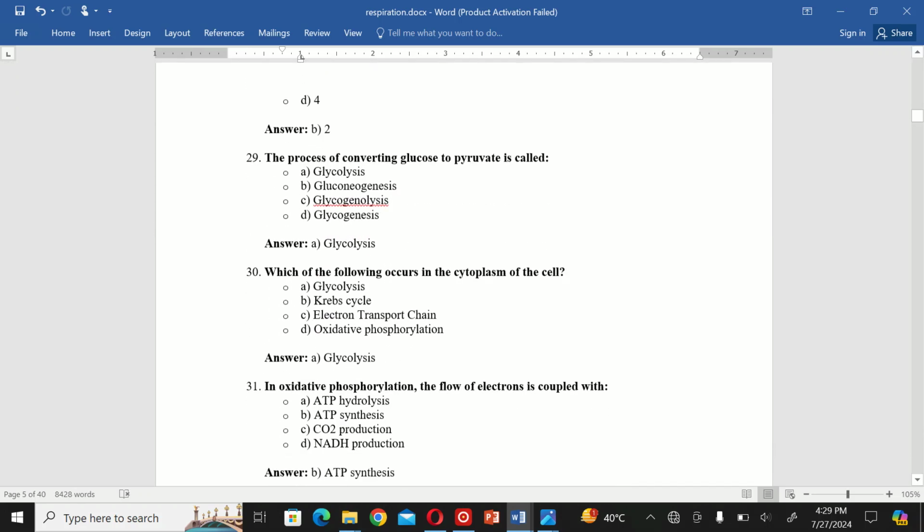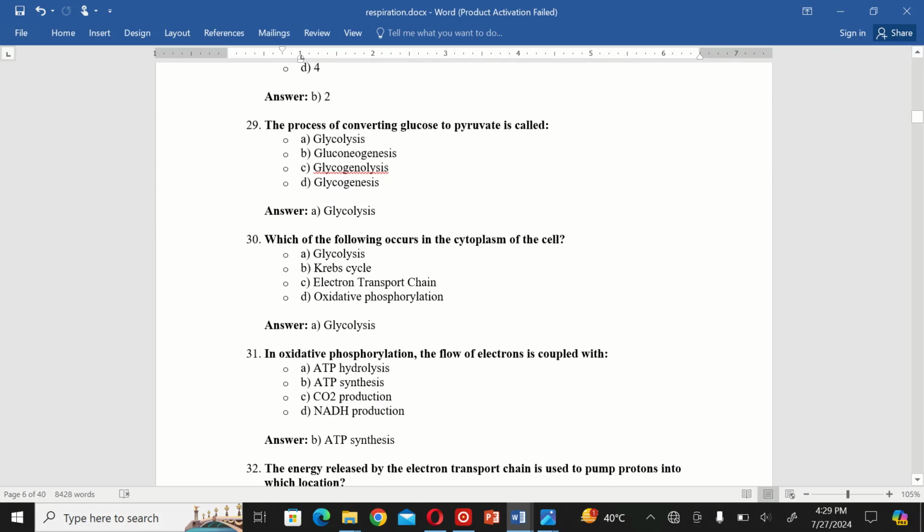The next MCQ is: the process of converting glucose to pyruvate is called A. Glycolysis, B. Gluconeogenesis, C. Glycogenolysis, and D. Glycogenesis. So the correct option is glycolysis.